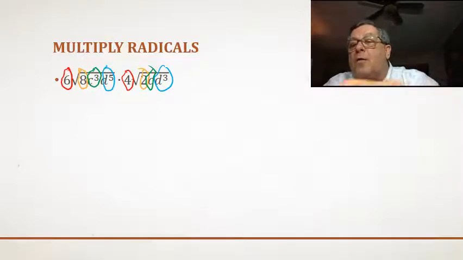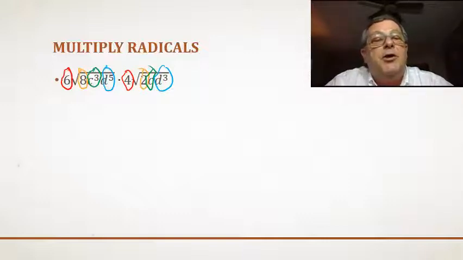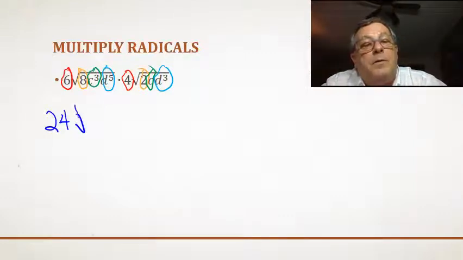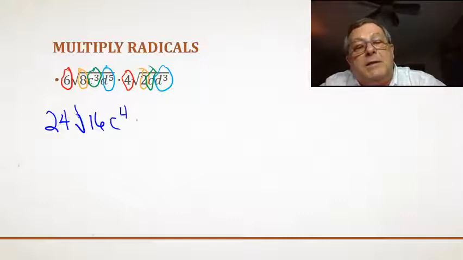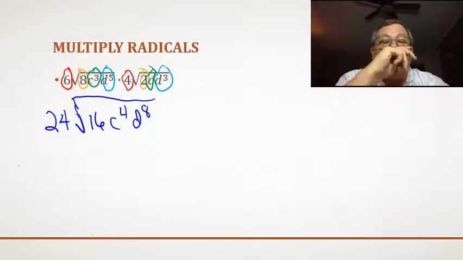So let's move forward here with this. So I've got 6 times the square root 8c cubed d to the 5th times 4 square root of 2cd cubed. Well, 6 times 4 is going to be 24. Then I've got my square root. 8 times 2 is 16. C cubed times c is c to the 4th. And d to the 5th times d cubed is d to the 8th. We're going to be taking the square root of all of that. So let's see what we got here.